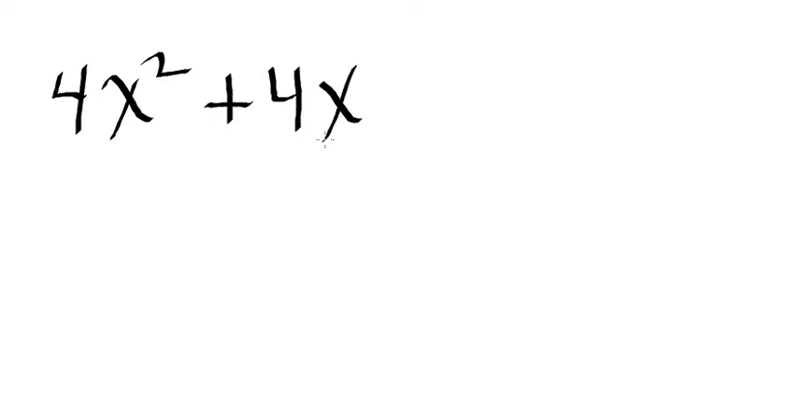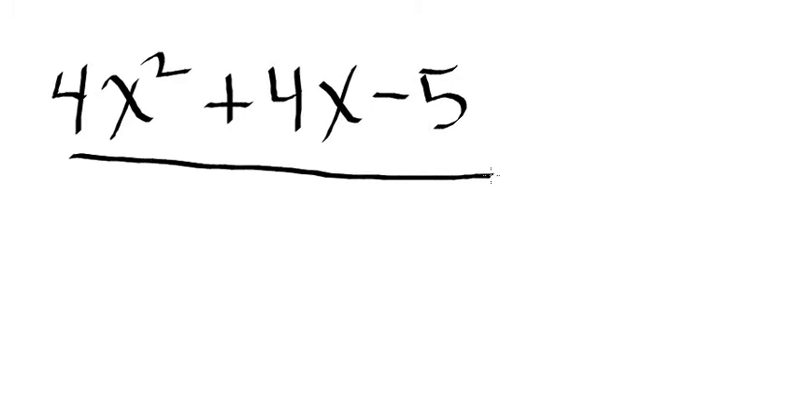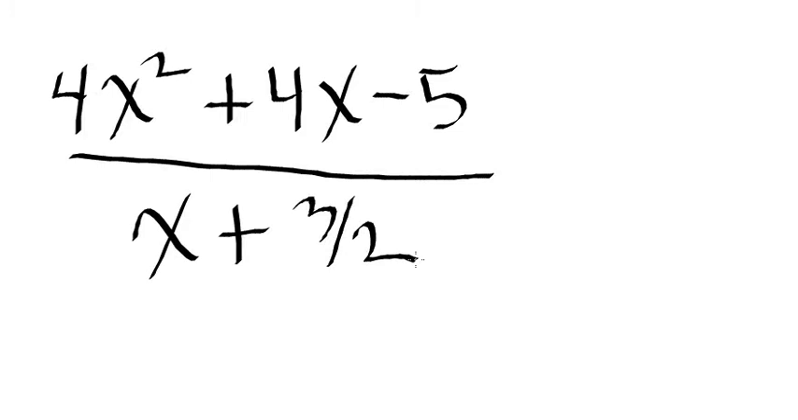Let's just do one with a fraction here. We're going to kind of go fast on this. 4x squared plus 4x minus 5, over x plus 3 halves. Okay, so it's x plus 3 halves, so we're going to have to write minus 3 halves.